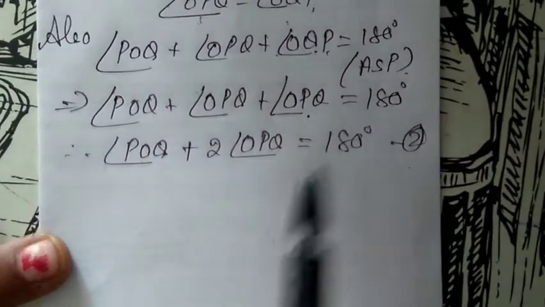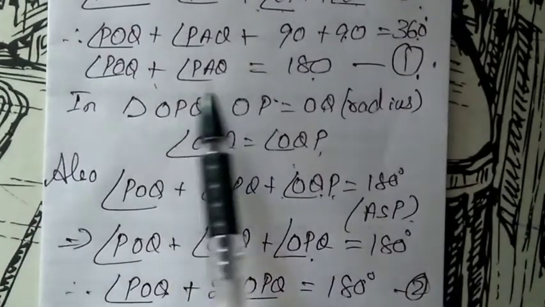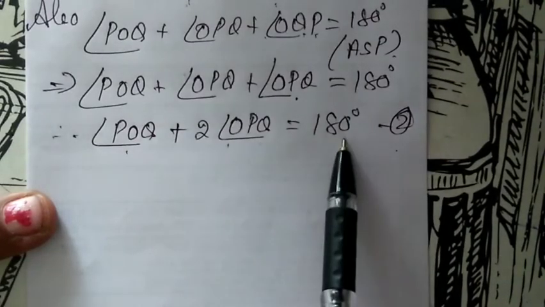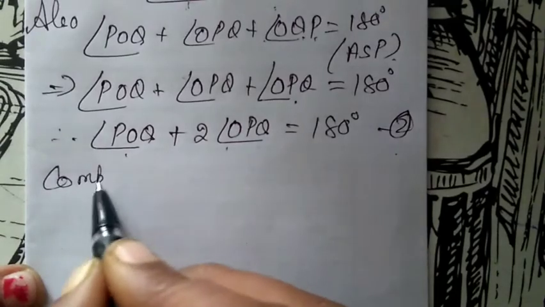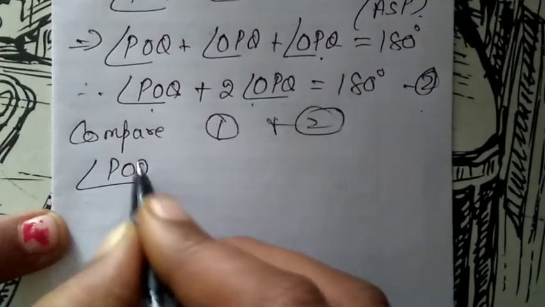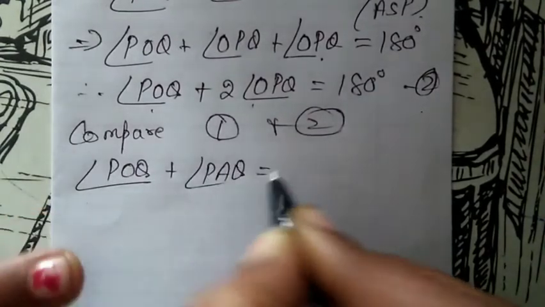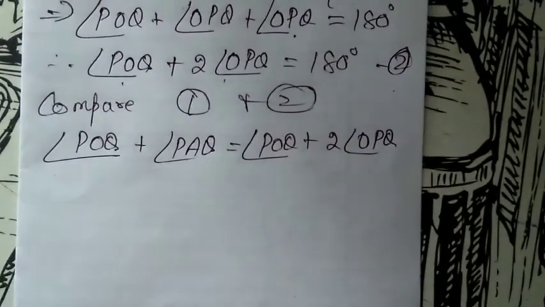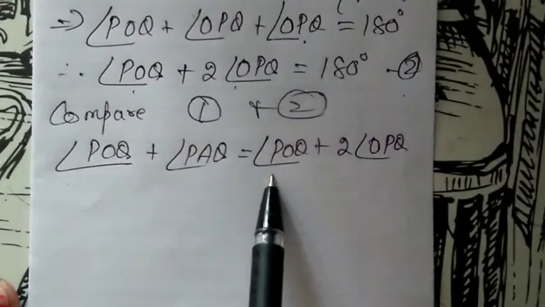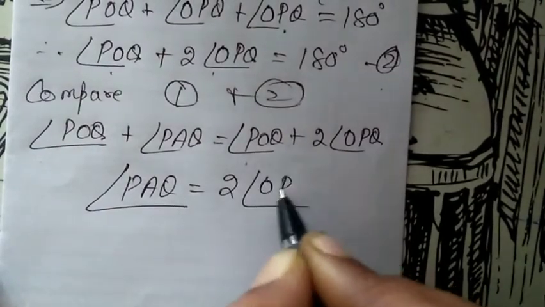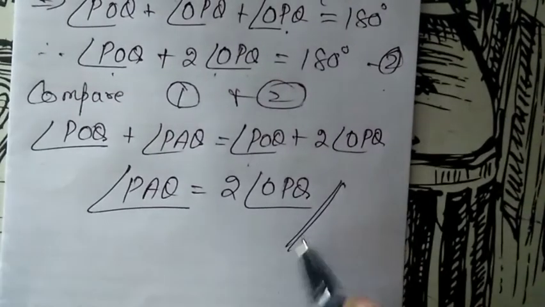This is second equation. See now here in first equation, POQ plus PAQ is 180 and here POQ plus 2 times angle OPQ is 180. So we compare 1 and 2. Angle POQ plus angle PAQ is equal to angle POQ plus 2 times angle OPQ. Because RHS are 180, we are equating LHS equal to LHS. Now POQ and POQ is common. It gets cancelled. So angle PAQ is equal to 2 times angle OPQ, which we have to prove.